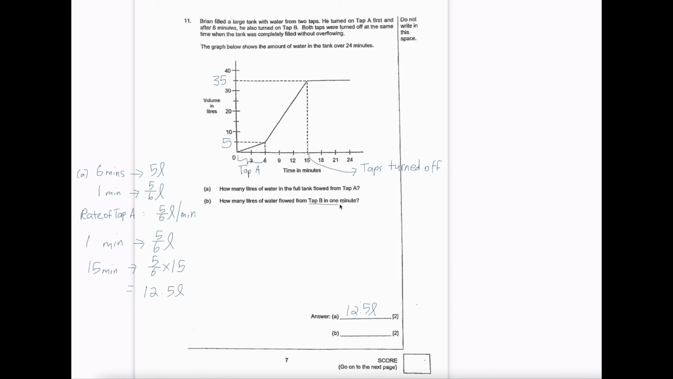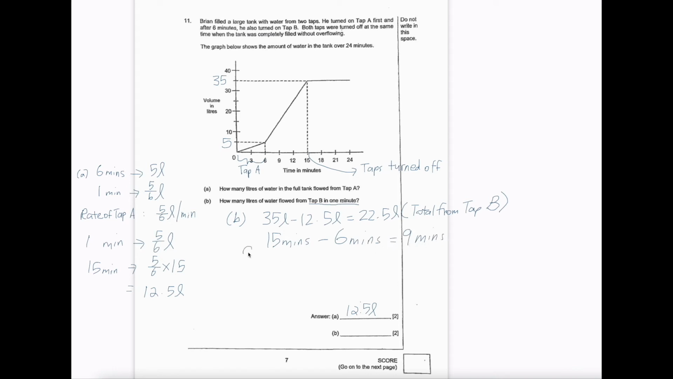They're asking for the rate of tap B. At the end of 15 minutes, there were 35 liters in the container, correct? So we need to deduct how much came from A. 12.5 liters came from A, so 22.5 liters came from B. Got it? And tap B was turned on for 15 minus 6 minutes. So tap B was turned on for 9 minutes.